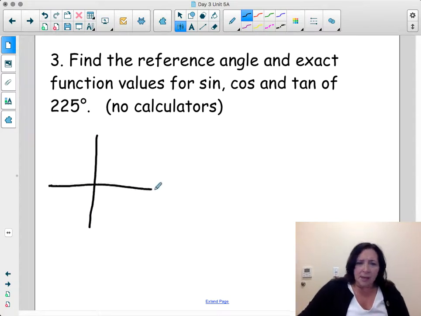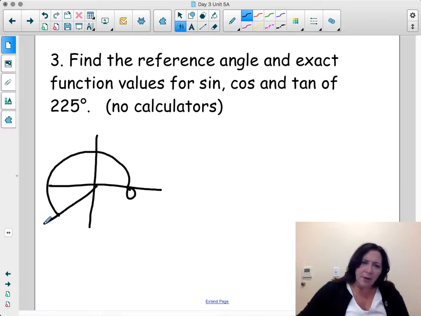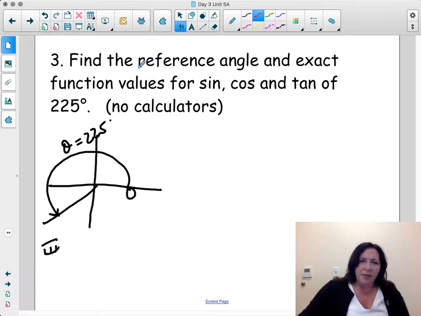So again, 225 degrees. Start at 0, go along past 90, past 180. Here. There we are. Where are we? We're in the third quadrant. And theta is equal to 225 degrees. Now they're not asking for theta. They want my reference angle. My reference angle is theta prime, or theta reference.